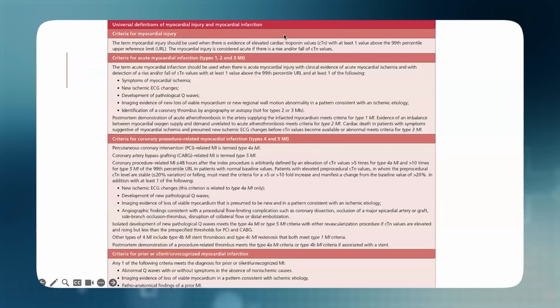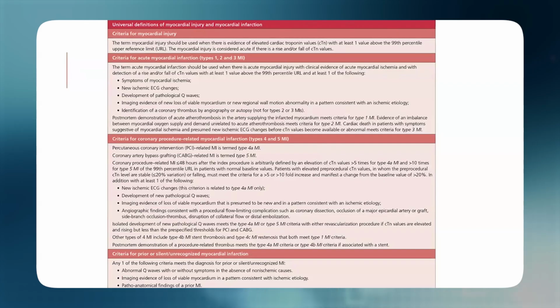We'll come to it. This is the huge criteria, the huge definition. Usually medicine people also have to memorize this. This is the universal definition of myocardial infarction. You don't have to memorize it, obviously, for MRCP.